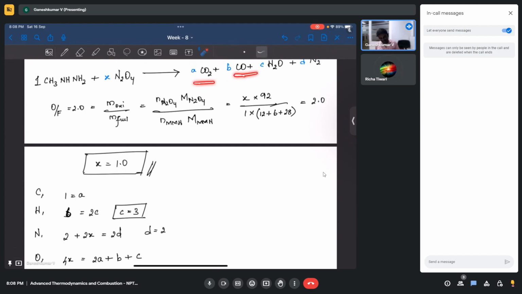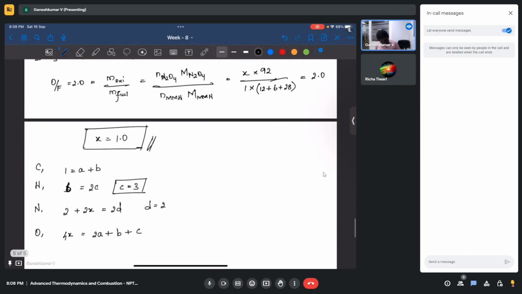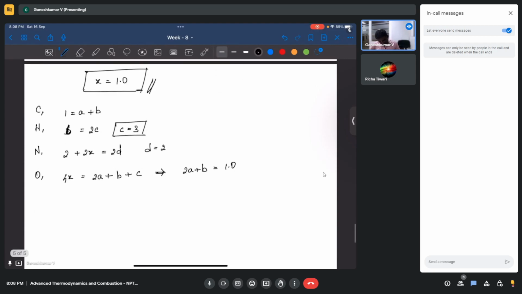Carbon dioxide and carbon monoxide is there. So actually it should be a plus b equal to 1. That is one equation, and this is going to be another equation. This can be written as 2a plus b is equal to, c is 3, x is 1, so 4 minus 3 is 1.